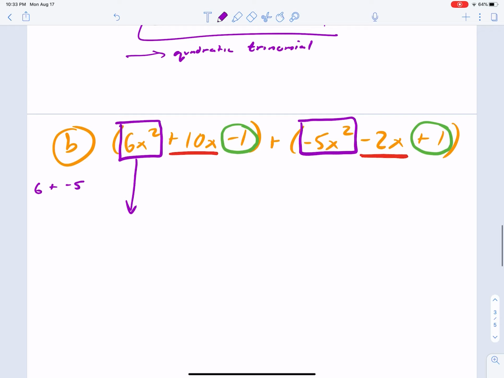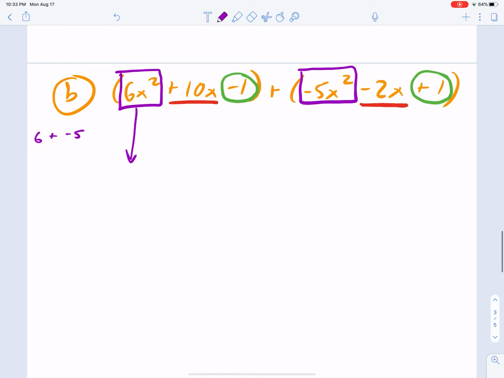So there we go. We know we're going to have some type of x squared here. How many x squareds do I have? Well, I have 6x squared, and then I take away 5x squared, so I actually only have 1x squared left. Now, if it's a 1, you could leave it invisible and just write x squared, but I'm just going to put 1x squared there.